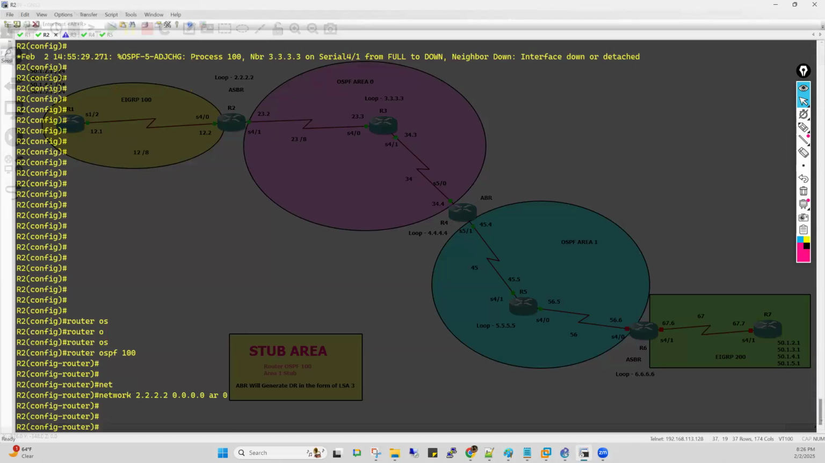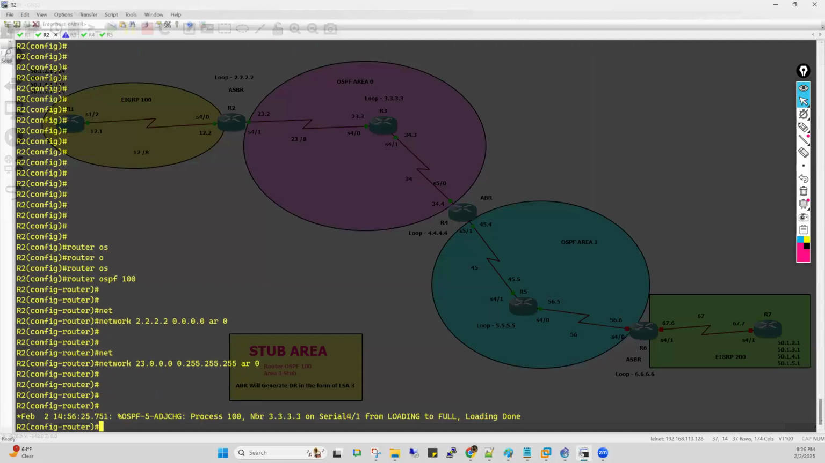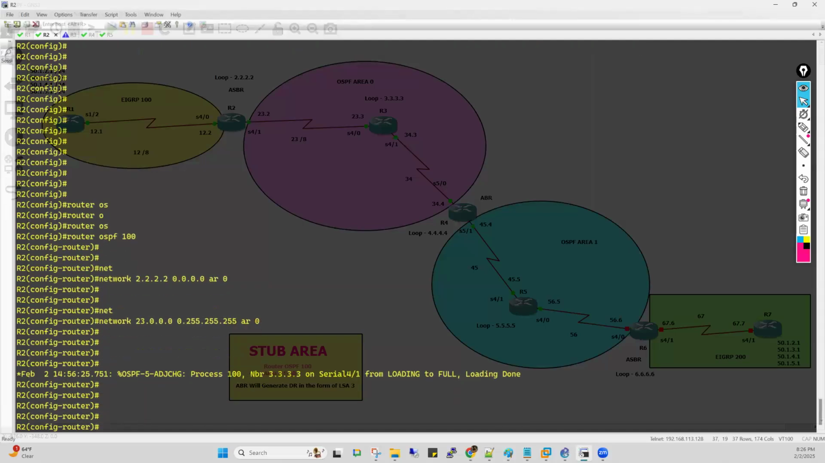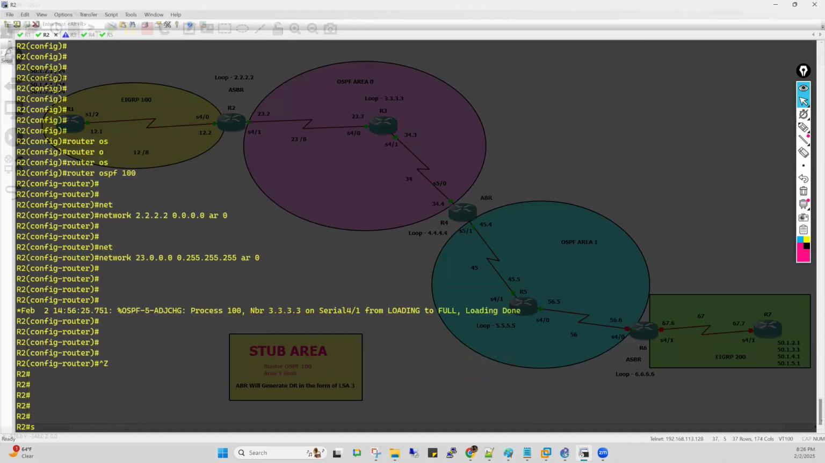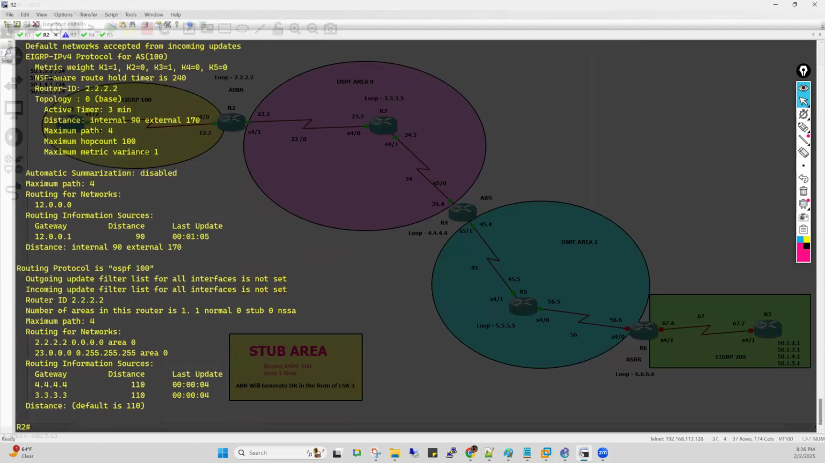After that, guys, network, we need to advertise which network? The 23 network also, right? 23.0.0.0. Wildcard mask will be, guys, 0.255.255.255. Area is 0. Done? Yes or no? Tell me, guys, fast. So we did. Show IP protocol. See, we advertise. We configured OSPF 100 here and we already advertise the 2 network and 23 network in OSPF.